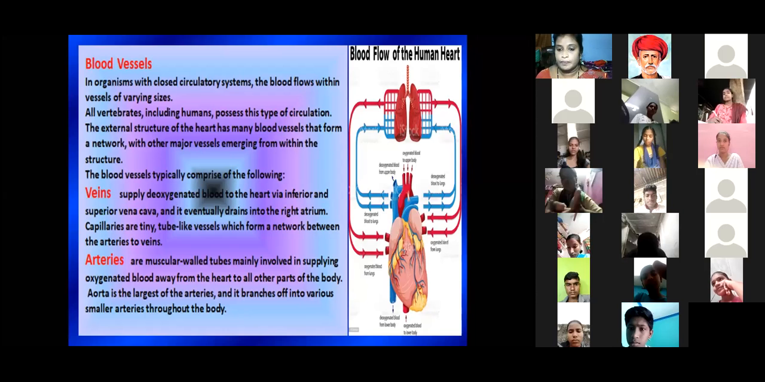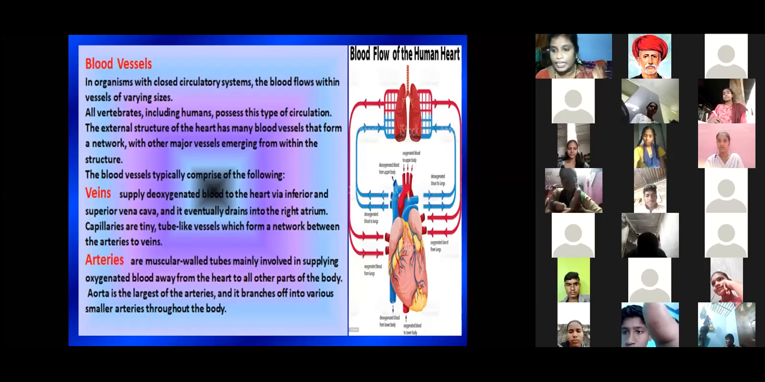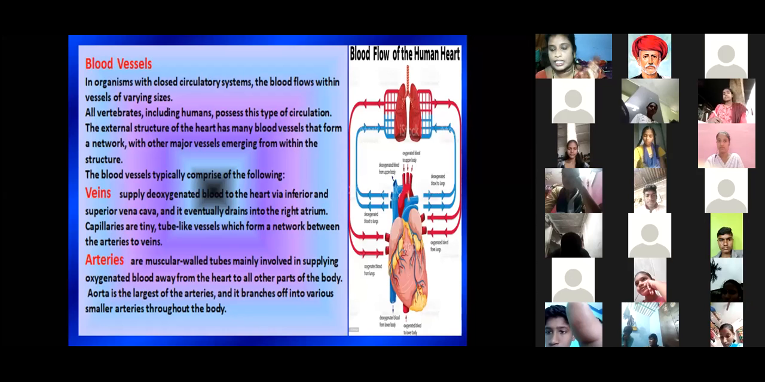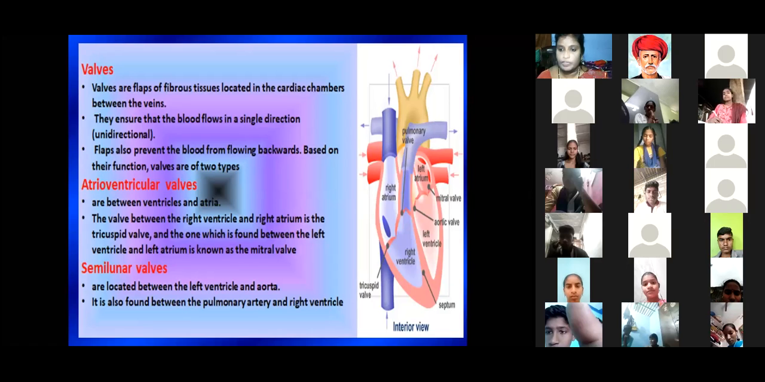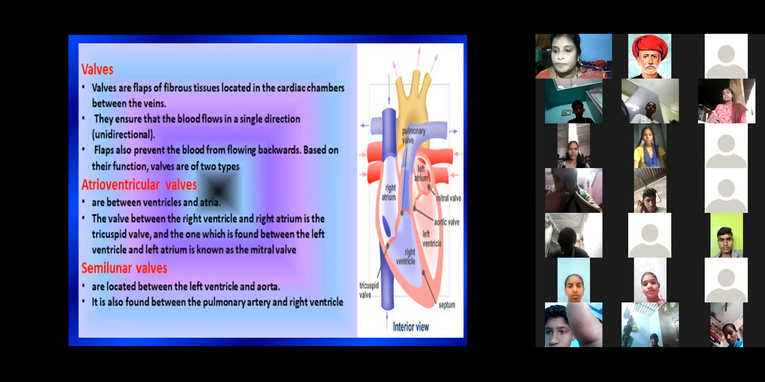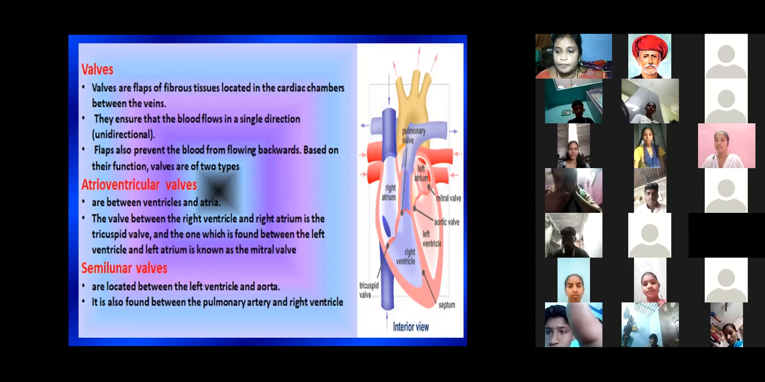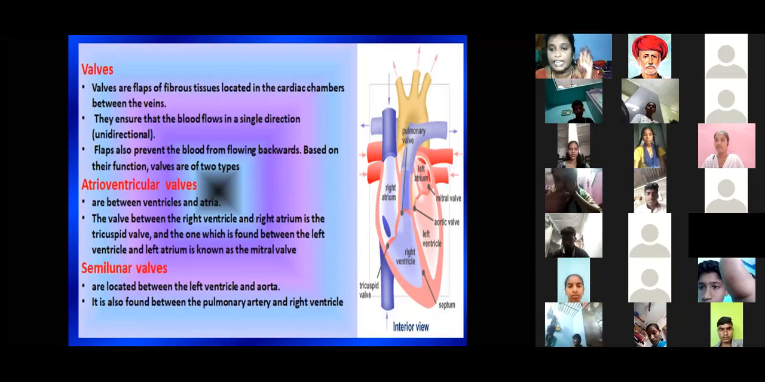Okay, ma'am. This is the internal structure of the heart. We already discussed this slide in the previous class. Today I am explaining another part of the internal structure of the heart, which is the valves. How many valves are there in our heart? Four valves, ma'am. Yes, four valves are there in the internal heart.